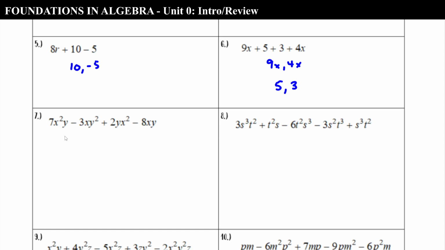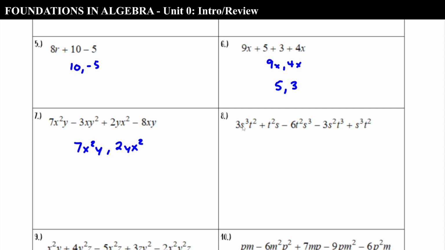Number 7, we have 7x squared y. Do we have another term that's got an x squared and a y? Well, this one does not have an x squared, so we can skip that one. This one has an x squared, this one has a y. Even though they're not in the same order, they are still like terms. Because if you think about it, you can multiply things either way. You can say 3 times 5 or 5 times 3. Both are going to give you 15. So that's why this works. And then 8xy doesn't go with anything.